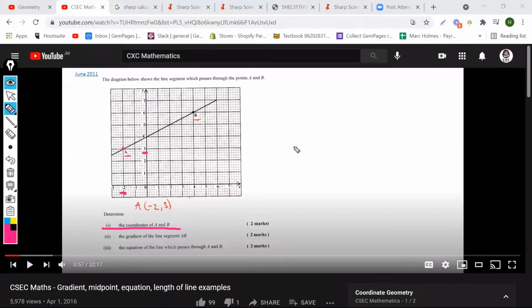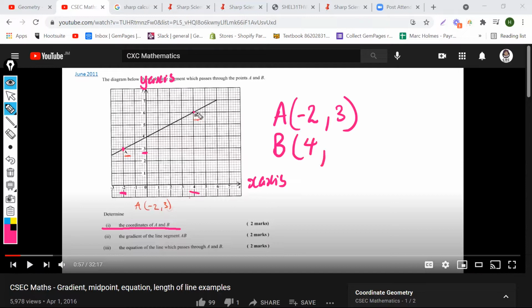and 3. So for A, -2 is the x, because the x-axis is here. And for the y-axis, that's the point for A. Make sense? So -2 and 3. And then the point for B now, B is at x is at 4 and y is at 6.